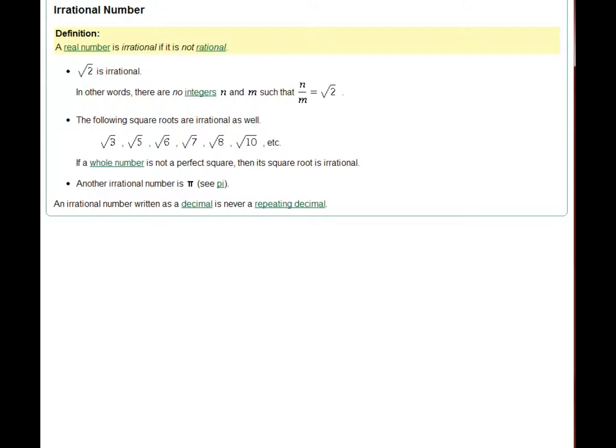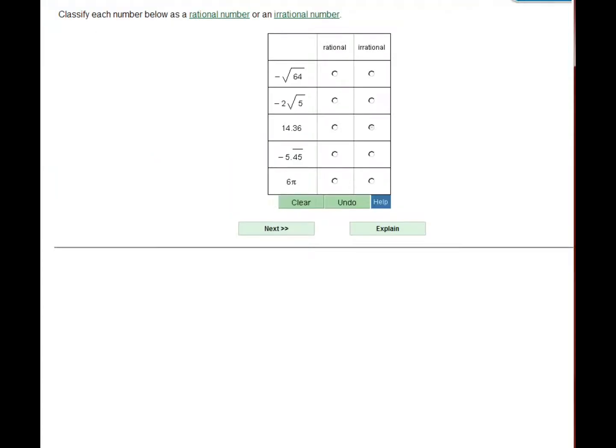So let's look at the example. So the square root of 64, that is a perfect square. The square root, well, the negative square root of 64 would give us 8. So that's a nice whole number, so that would be rational. 5 is not a perfect square. So you would not get a nice whole number for that. You get some repeating decimal that cannot be written as a ratio of 2 whole numbers. So that would be irrational.